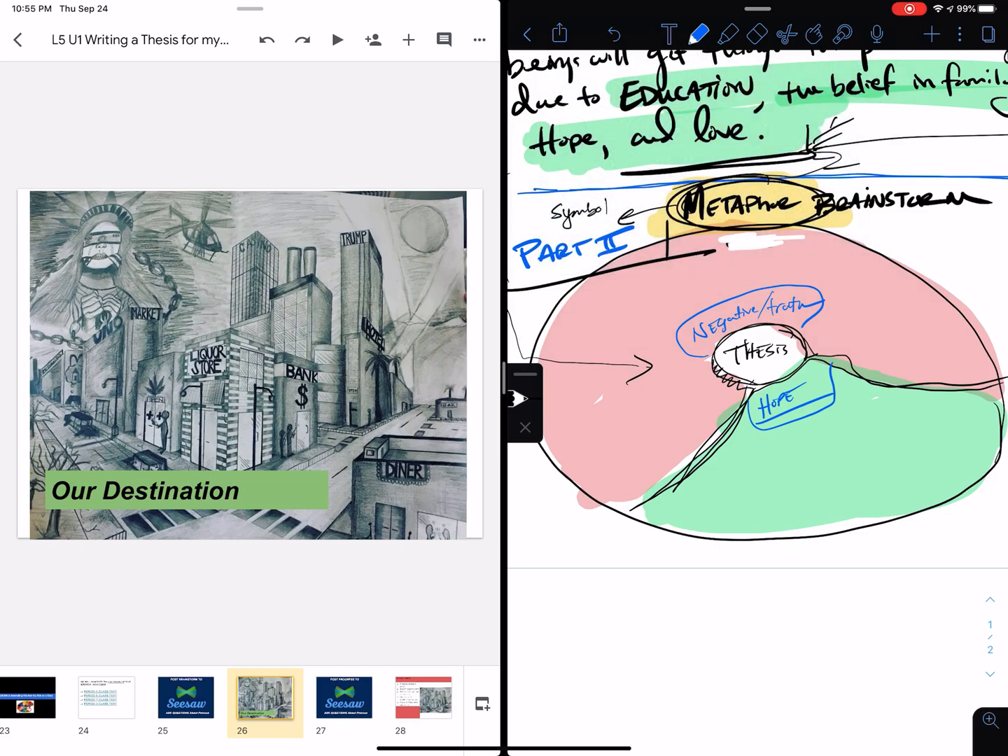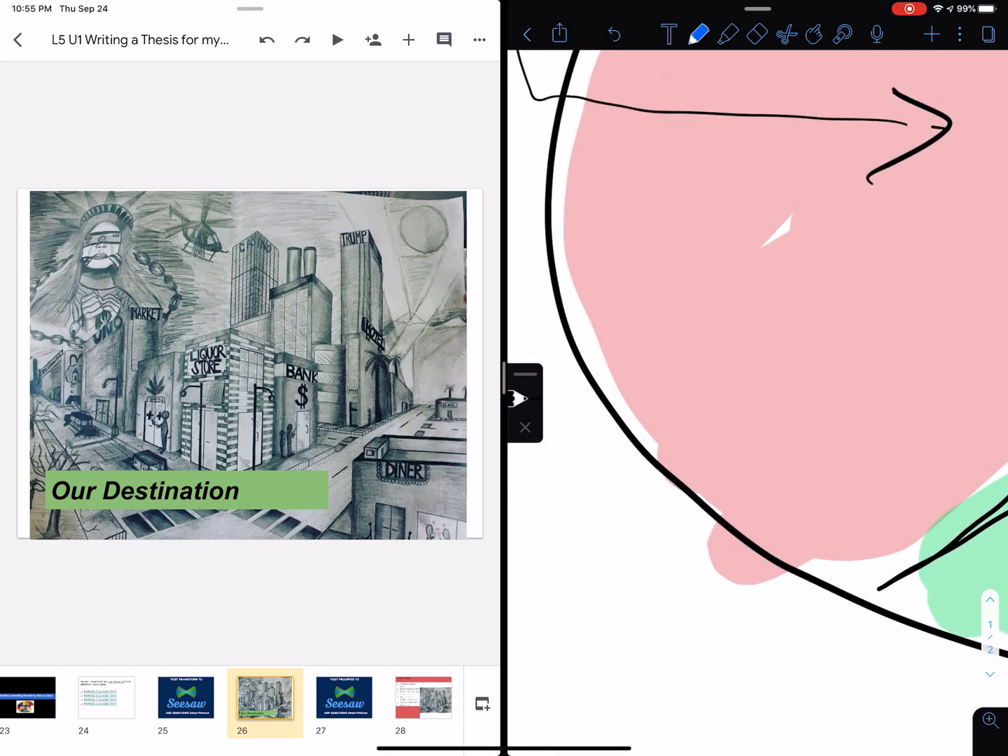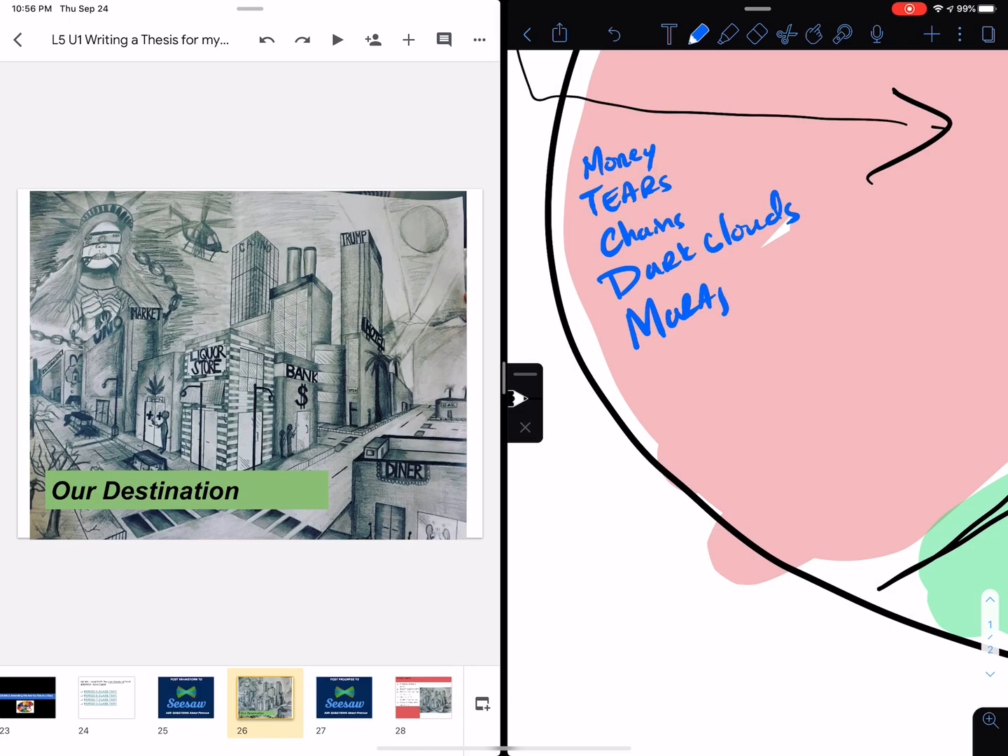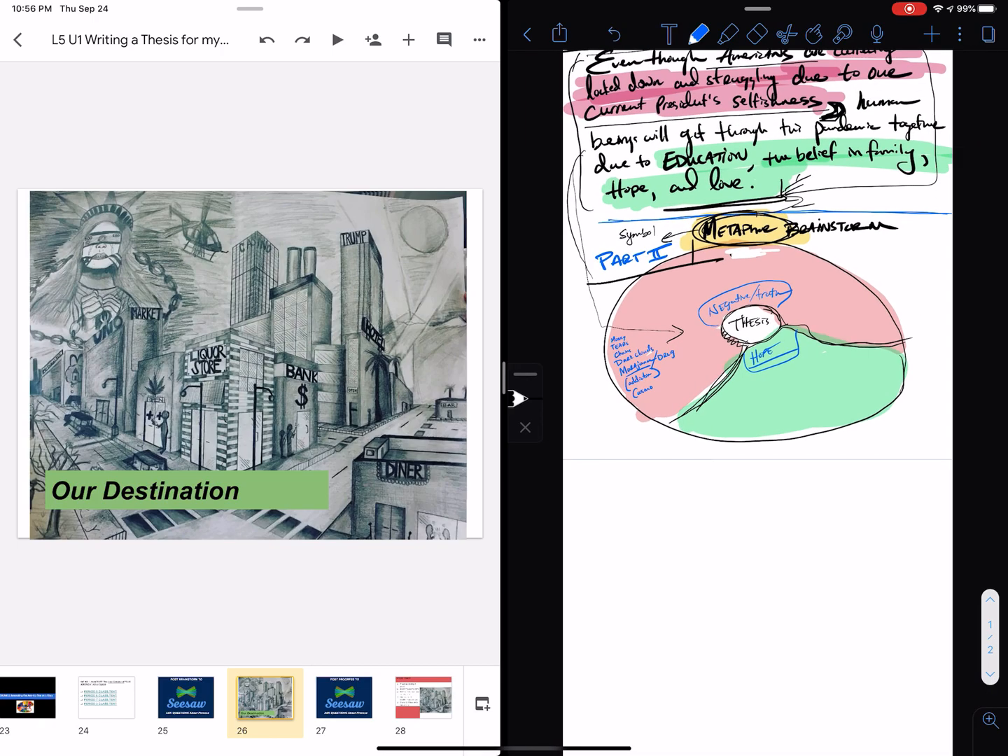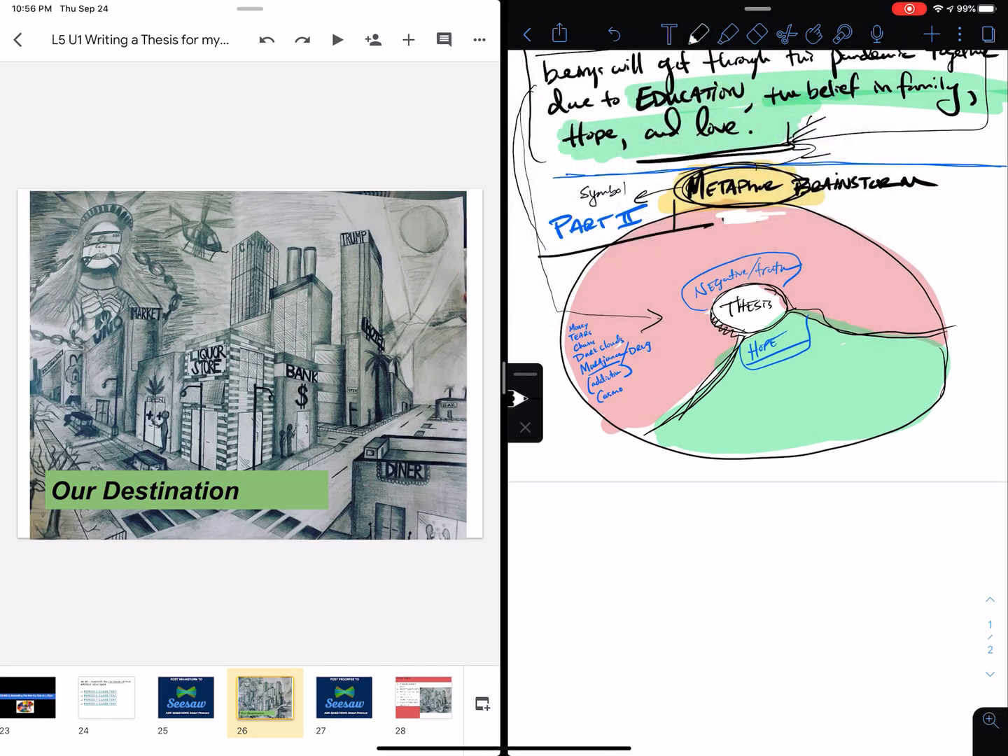Okay, so what does Donna have? I'm going to zoom in and think about Donna for a second. Donna, the artist on the left, has money, tears, chains, dark clouds. Obviously the marijuana, maybe I shouldn't even say that out loud. The drugs, the drug problem, symbolizing addiction. So she has all this truth. And then the casino. So that's what Donna has.